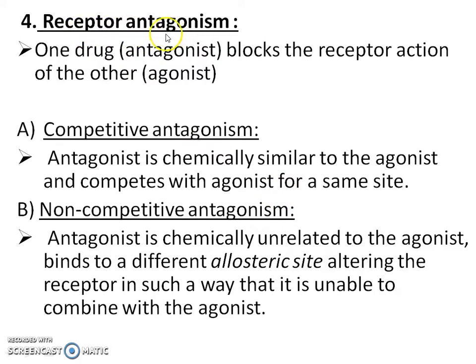In receptor antagonism, one drug, that is the antagonist, blocks the receptor action of the other, that is the agonist. Receptor antagonism is classified as competitive antagonism and non-competitive antagonism. In competitive antagonism, the antagonist is chemically similar to the agonist and competes with the agonist for the same site. Whereas in non-competitive antagonism, the antagonist is chemically unrelated to the agonist, binds to a different allosteric site, altering the receptor in such a way that it is unable to combine with the agonist.